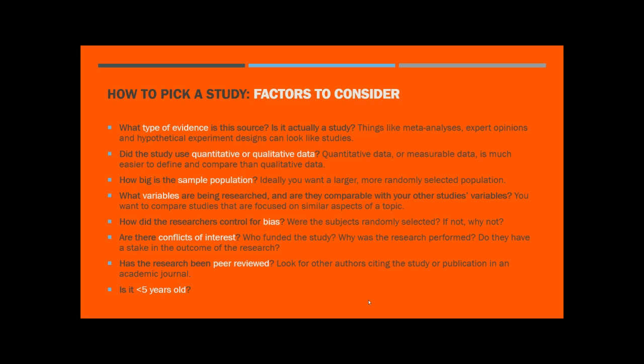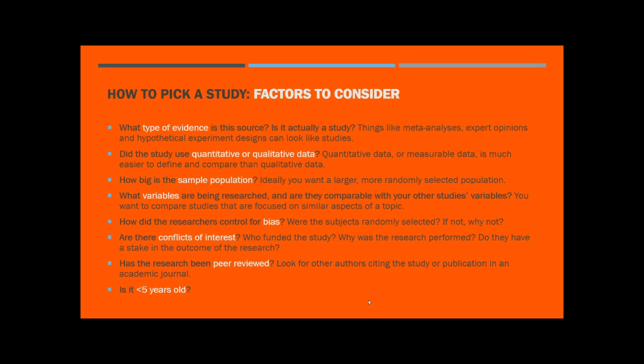And then you also want to think about if the study is using quantitative or qualitative data. Qualitative data can be useful, but it is not measurable and it's much more subjective. And so it's harder to compare to other data sources, and it is not as reliable in terms of answering an actual question. Quantitative data, which is measurable, generally numerical, is a lot easier to compare and define, and it is less open to the interpreter's bias.